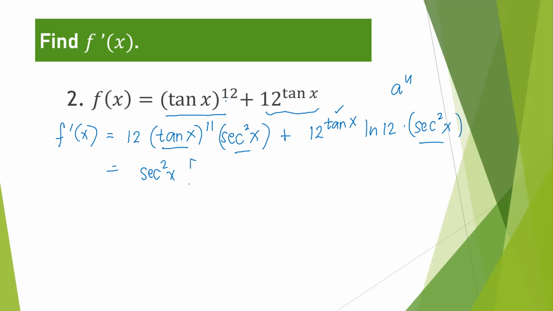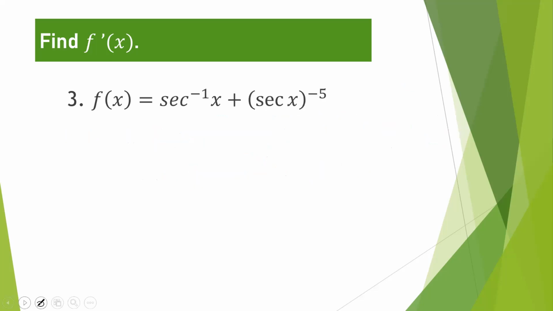Okay, so you have here 12 times tangent x to the 11 plus, dito naman, you have ln of 12 times 12 raised to tangent x. Ay, sorry. Okay. So that's it for number 2. Now let's have number 3. What is f prime of x given this f of x?